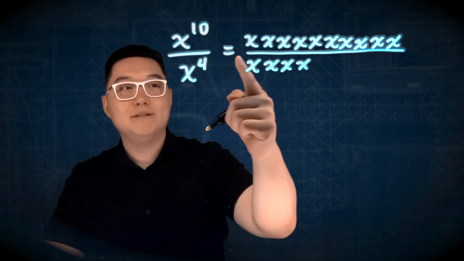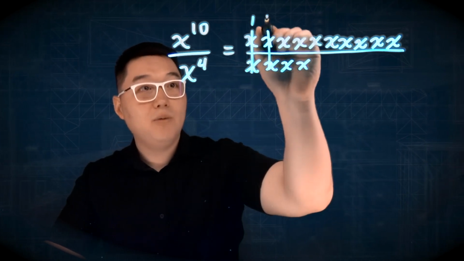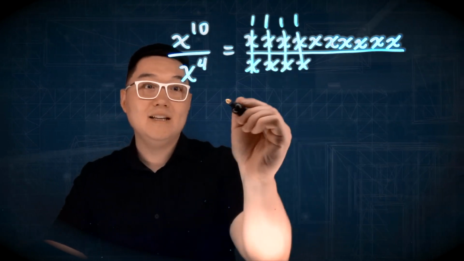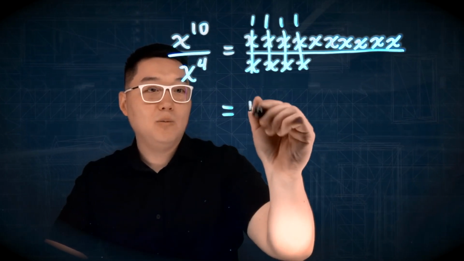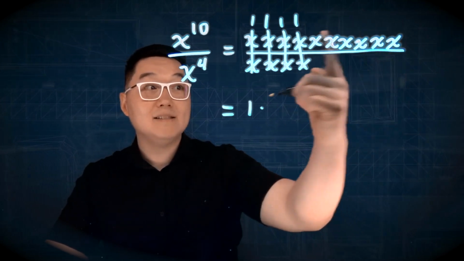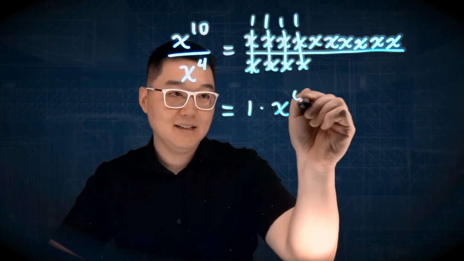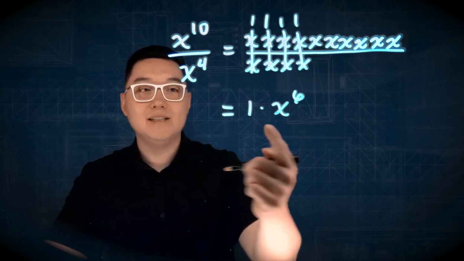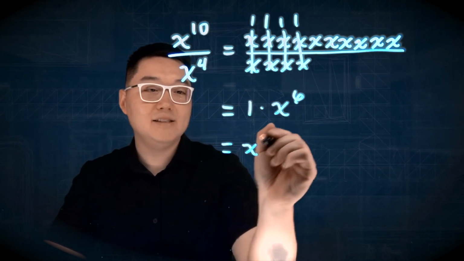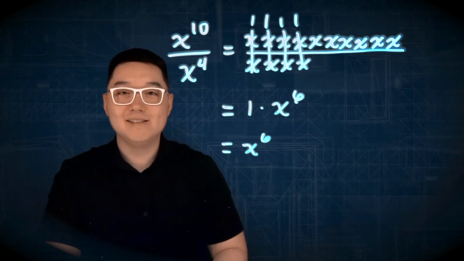Again, any number divided by that same number is just 1. Here we also see 1 and 1 and 1 and 1, and 1 times 1 times 1 times 1 is just 1. So 1 times x, and we see x being multiplied by itself 6 times. So we can simplify that as x to the 6. And again, we don't really need that times 1 in the front, because any number times 1 is just that same thing. So we can just say x to the 6. And there you go. This expression can be simplified as x to the 6.